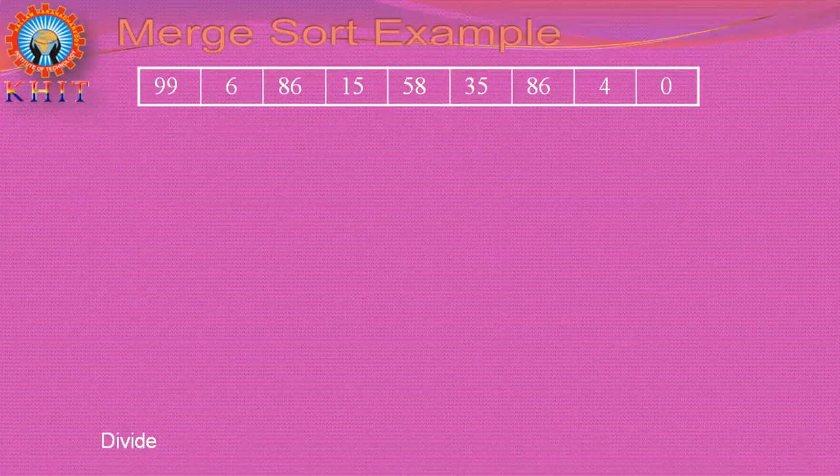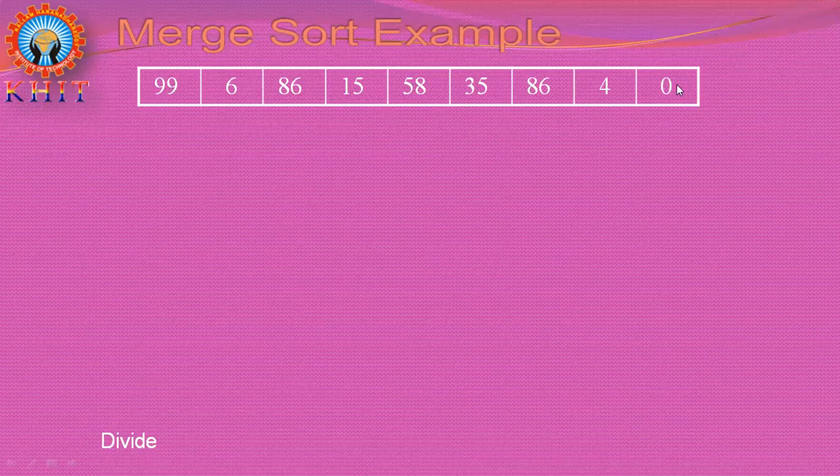Consider an array. The size of the array is 9. In the given array, the elements are placed in random order. The elements are not placed in sorted order. The main objective of the given problem is to sort the elements in the given array in ascending order by using the divide and conquer algorithm technique.